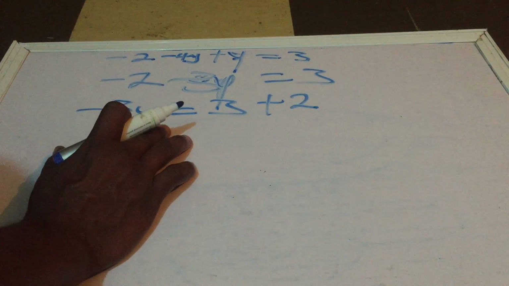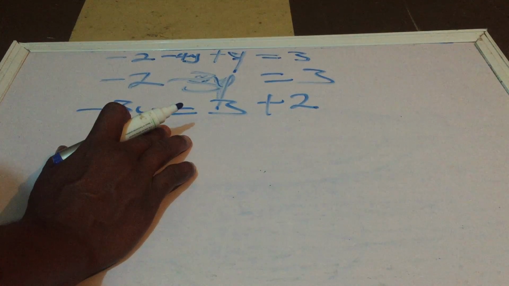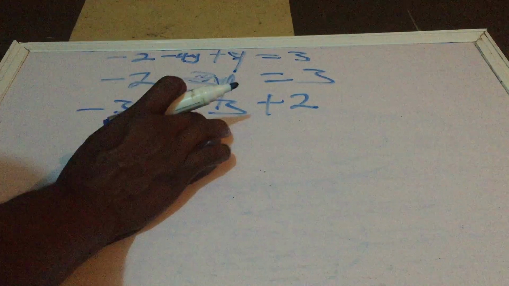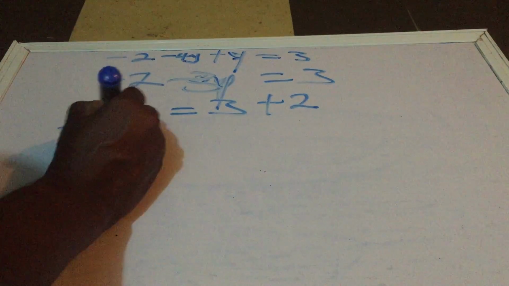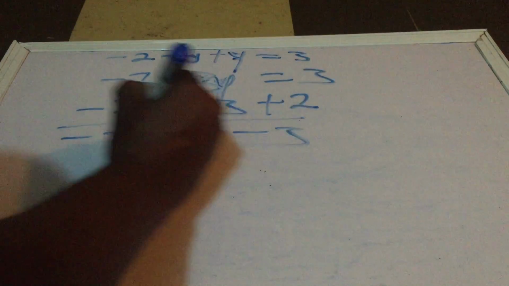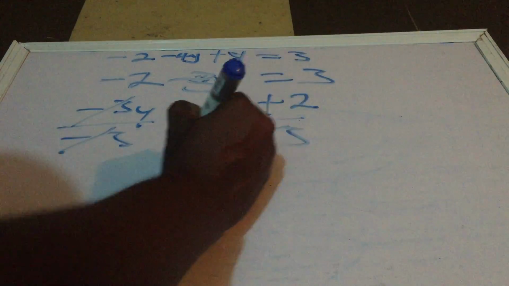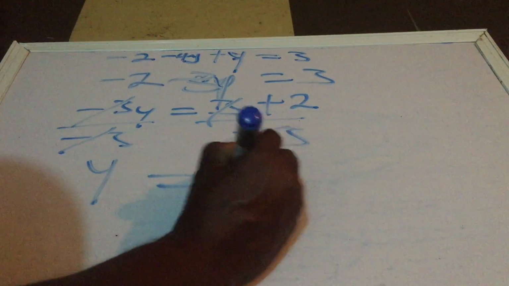Now here we use what they call the board mass as well. When we get this equation, we now divide by minus 3 on both sides. Minus 3y over minus 3 comes to 2 over minus 3, and y is equal to minus 2.